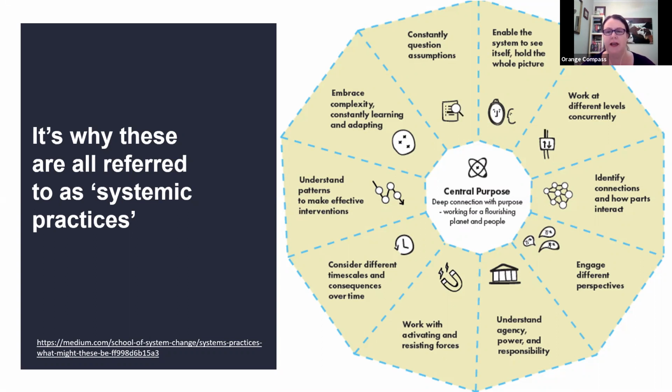We're also looking at how different perspectives work, how power and agency and responsibility come into play, and things like activating and resisting forces. What we're really doing there is starting to understand different types of feedback loops. All of this is part of us trying to work out what is the water we are swimming in. If we're like fish in the ocean, and this ocean is this big system, can we actually see that water? Can we actually work with it and understand what's going on?